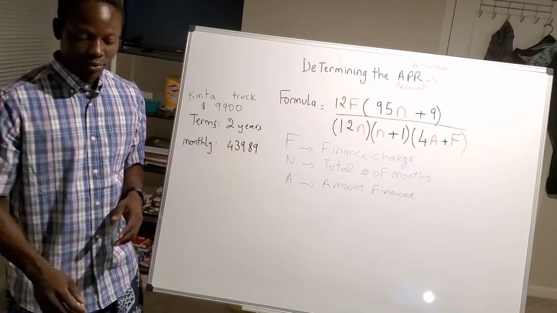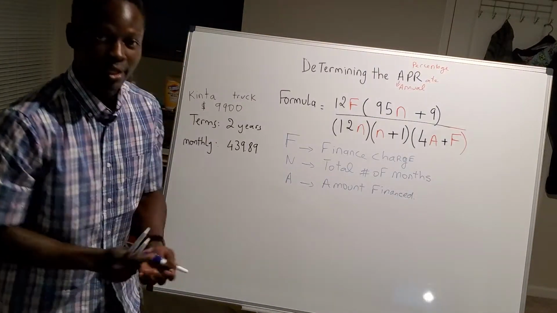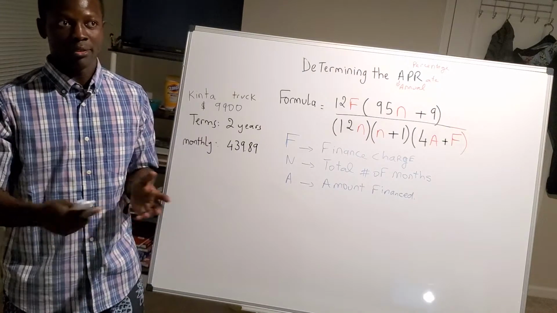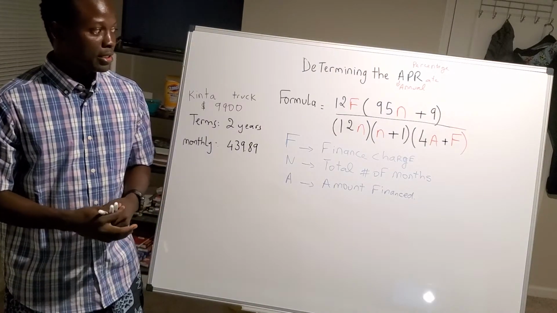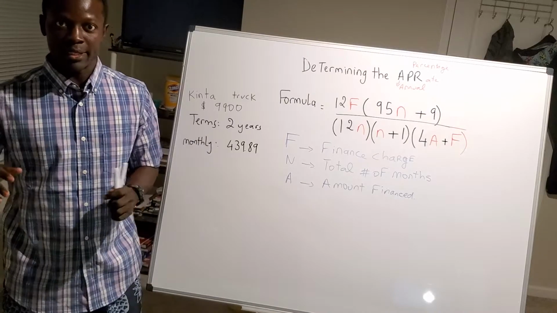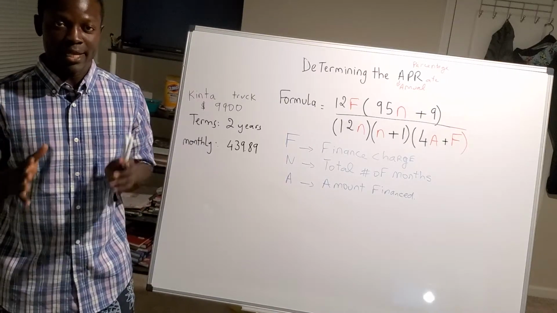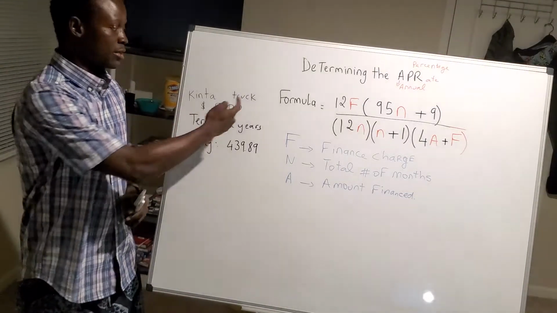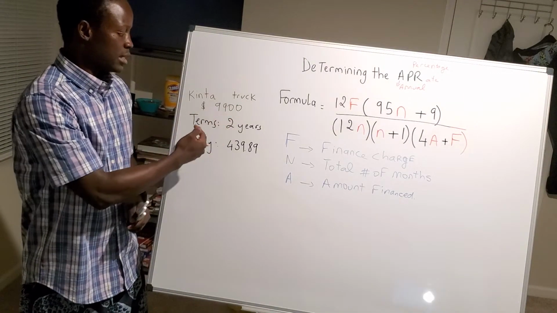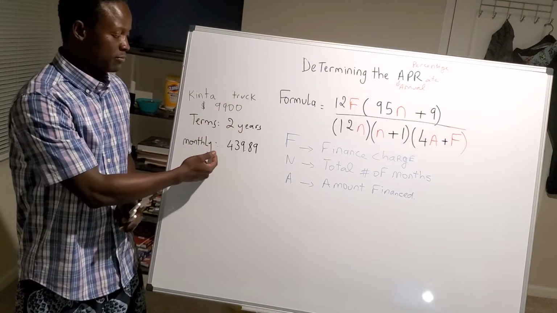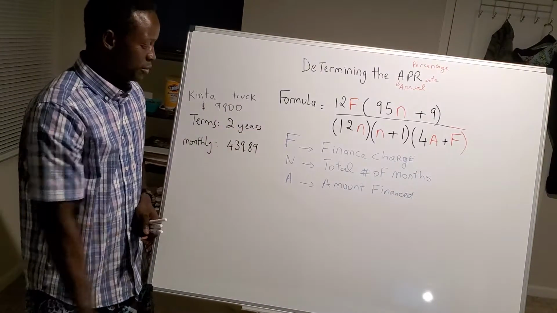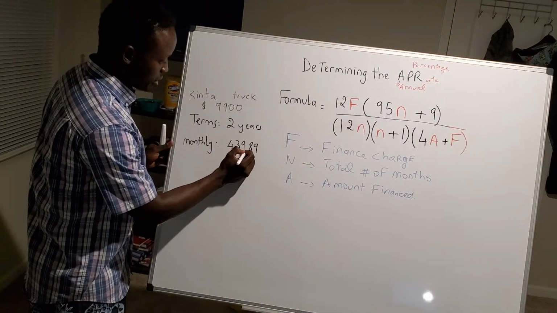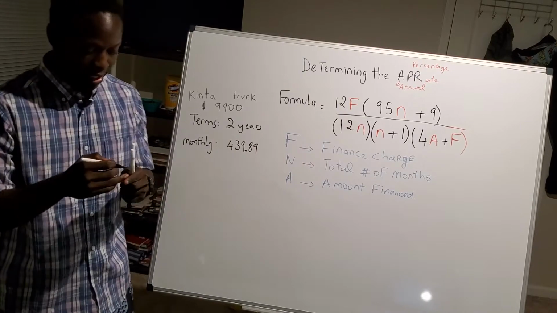Now, some of you, I have noticed that when you are solving problems that I've given you, 7 through 12, some of you did it wrong, but let me explain it because you have to understand exactly what you're doing. Here is an example. Kinta is buying a truck for 9,900. The term is 2 years, and the monthly payment is 439.89.